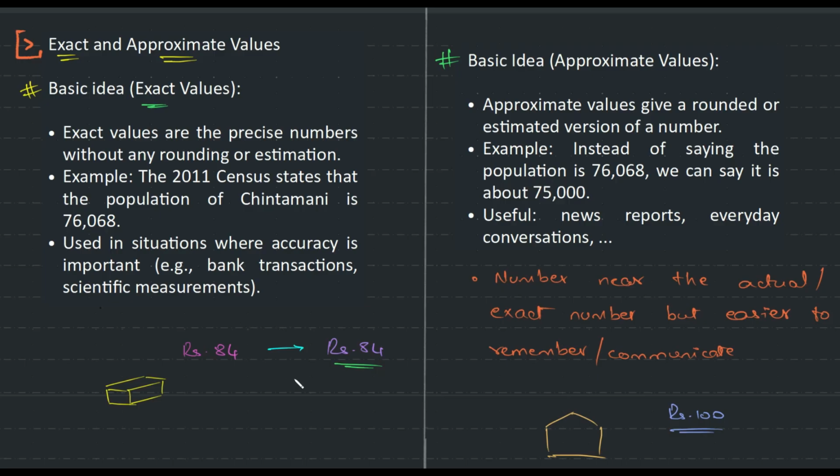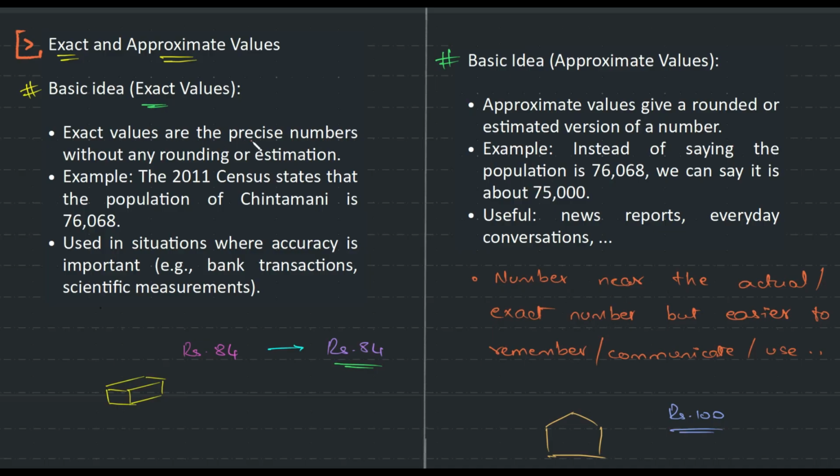and your parent asks you, okay, how much do you need? What will you tell? Will you tell 84 rupees? If you know, of course, you will tell 84 rupees. If you don't remember, then you will say, just give me 100. I think it's around 80, 90. So you'll carry 100 or 90 rupees, whatever it might be. But that's the basic idea. It's easier to remember, it's easier to communicate, or it's easier to use, whatever it might be. The point is it's easy and it's near the exact value.